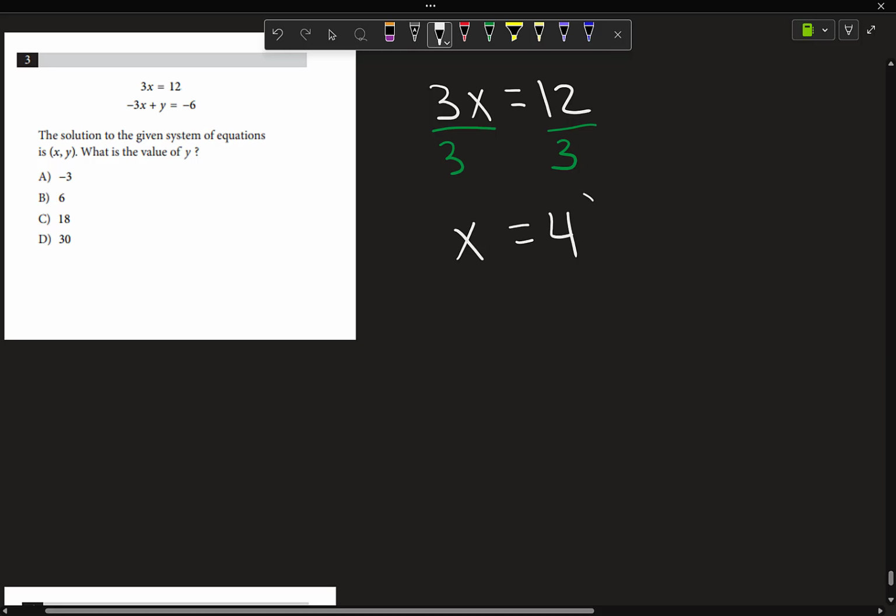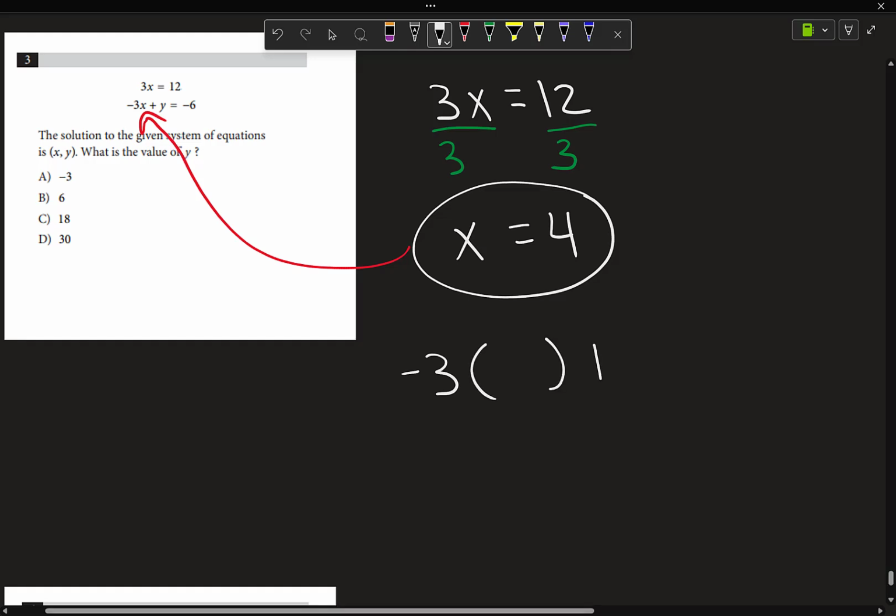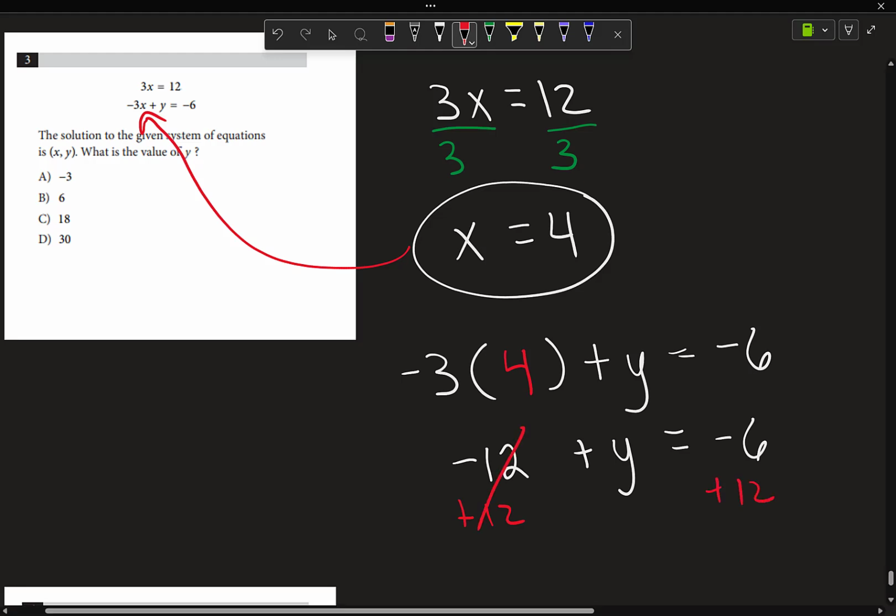And then we're going to take that 4, and we're going to substitute it back in for x in that bottom equation. So that's going to be -3 parentheses plus y equals -6. We're going to take the 4 and insert it there, and then do this math. -3 times 4 is -12, plus y equals -6. Add 12 to both sides. -6 plus 12 is 6.